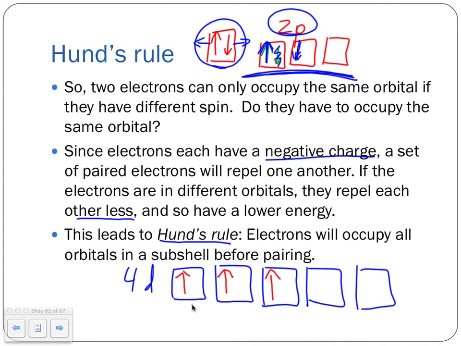Why are they not opposite spins? Because they're not in the same orbital. They can be any spin they want to, as long as they're not paired up. If they're paired up, then they have to have opposite spins. So this would be if we had 3 electrons.